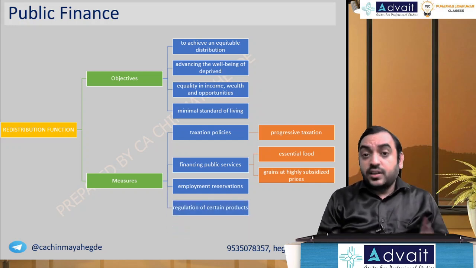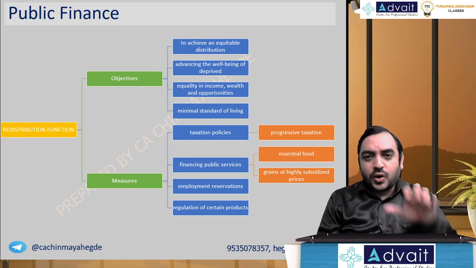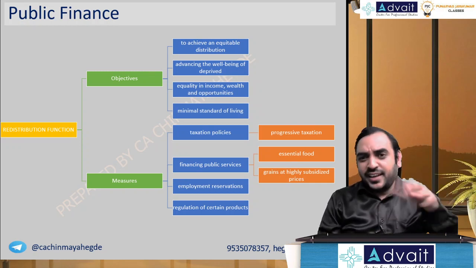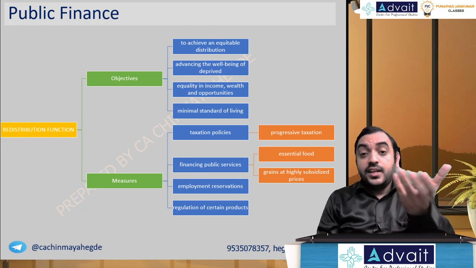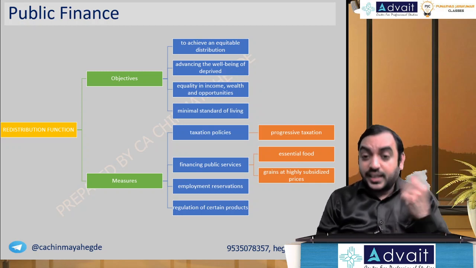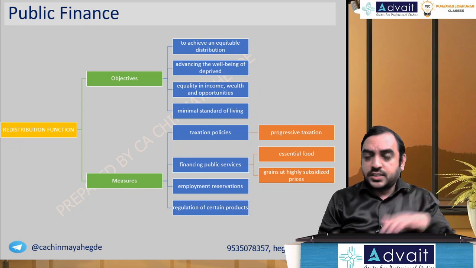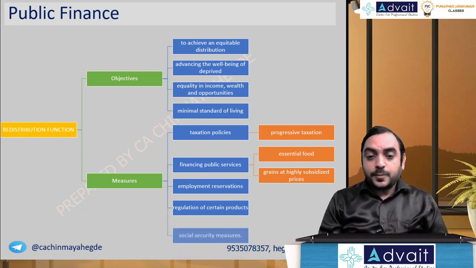Regulation of certain products, like petrol is not very much regulated, in a way regulated partially, but certain products like essential commodities are regulated. You see auto prices are regulated. So some prices, products, services are government regulated.